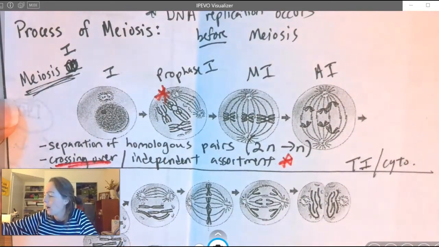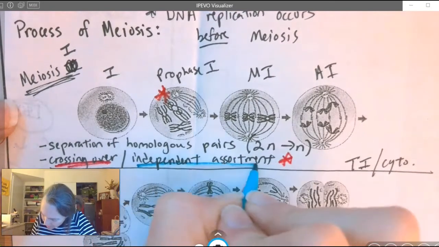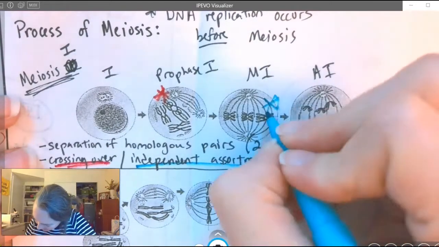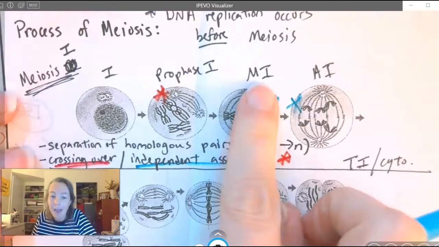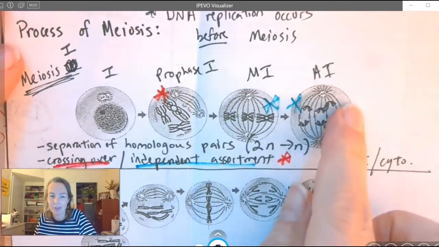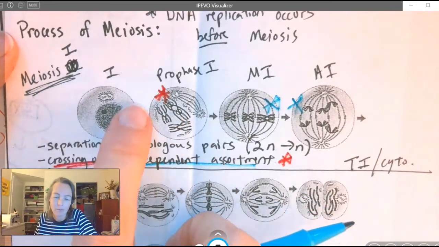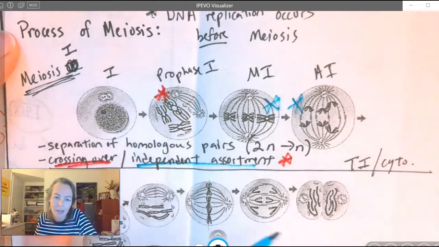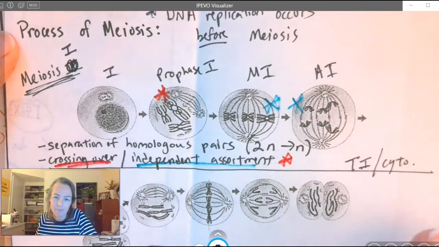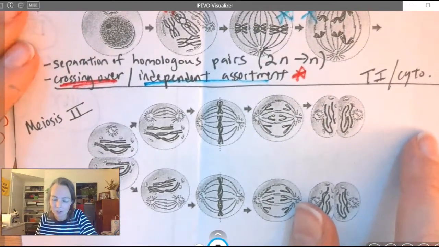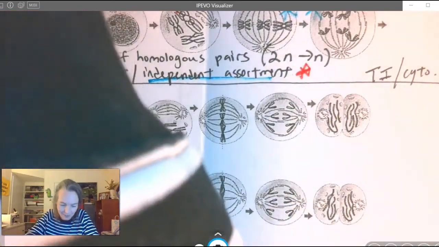And then we also have independent assortment. Use a different color for that. Which is when the homologous chromosomes line up and separate from each other, and that happens in metaphase 1 and anaphase 1. So really the big deal in meiosis 1 is we go from diploid to haploid, and we increase genetic variation. Meiosis 2 is kind of just like mitosis.